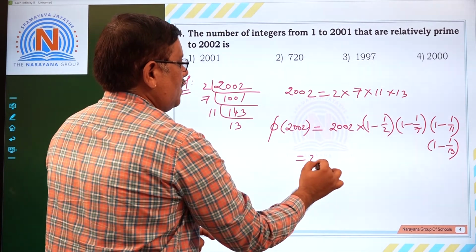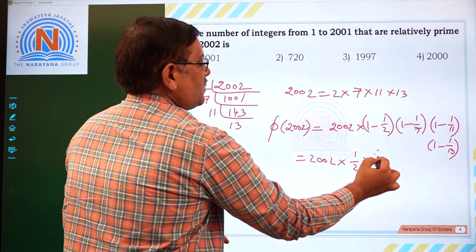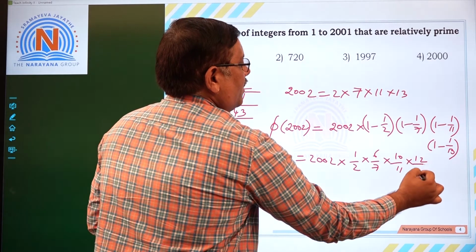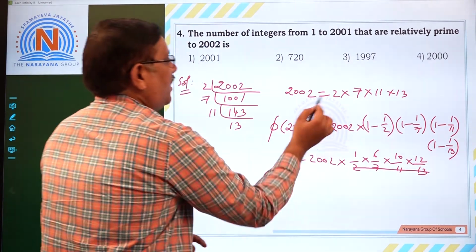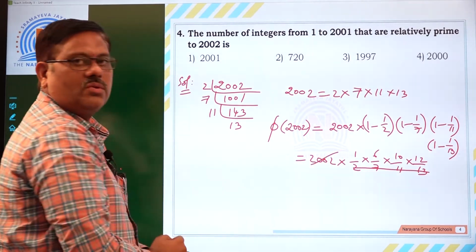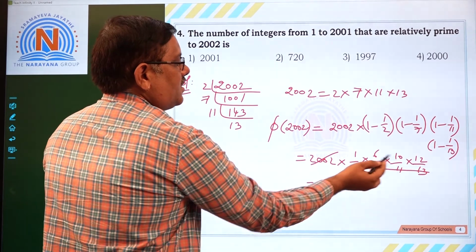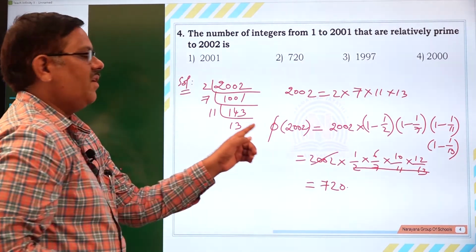That is otherwise 2002 times 1 by 2, 6 by 7, 10 by 11, into 12 by 13. See, 2 into 7 into 11 into 13 is nothing but 2002, so 2002 cancels. We are left with 6 into 10 into 12, that is 60 times 12, that is 720.